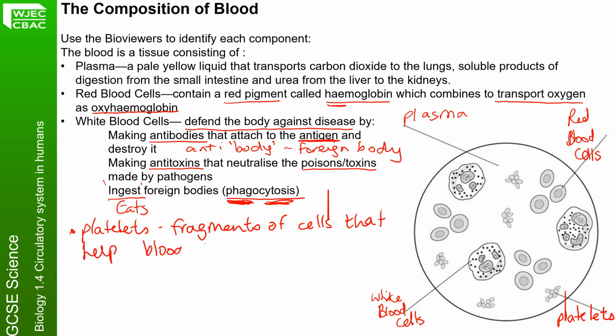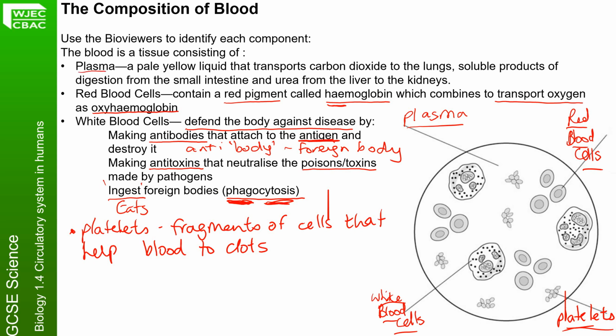So when you cut yourself, the fragments of cells, these platelets, go to that site of the cut and they cause the blood to thicken and to clot, so that you create the scab, so no more blood can escape. So make sure you've labelled these 4 components on your diagram and that you could identify them if you were given pictures of them in an exam.